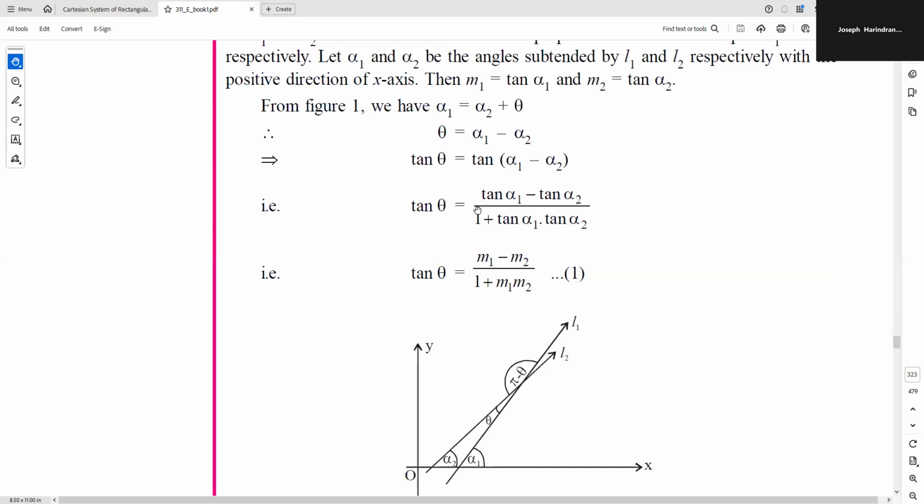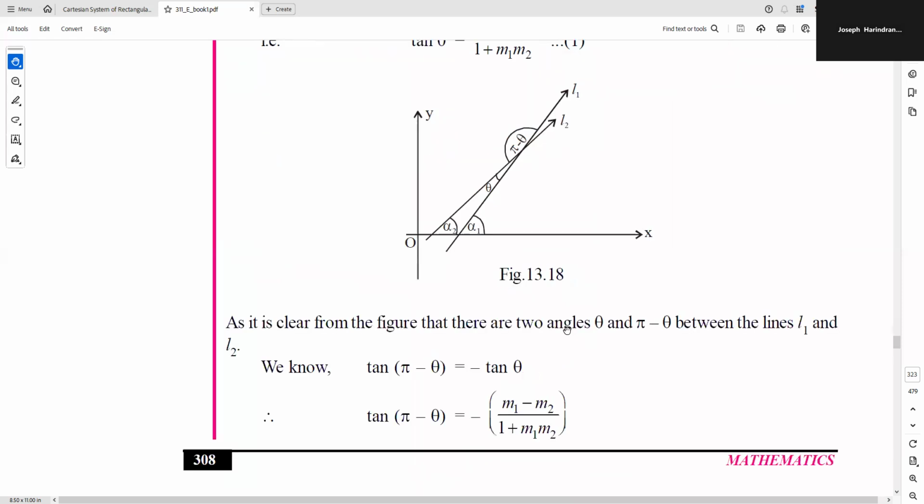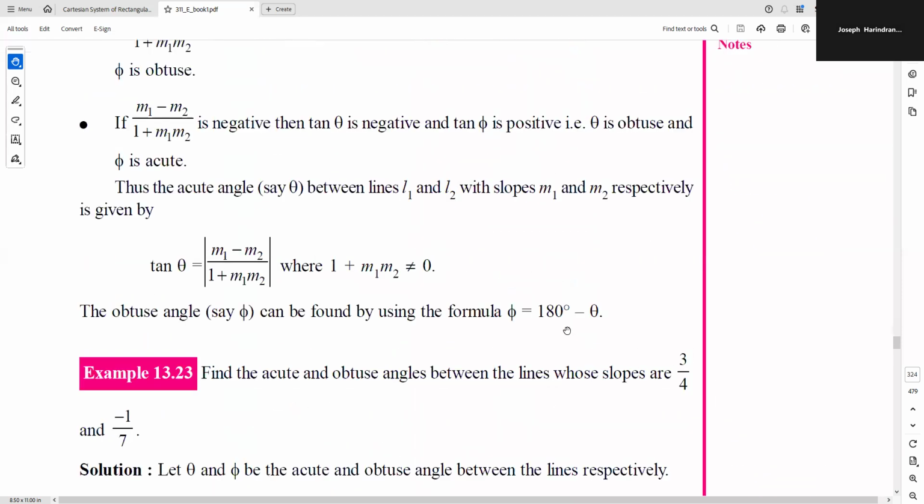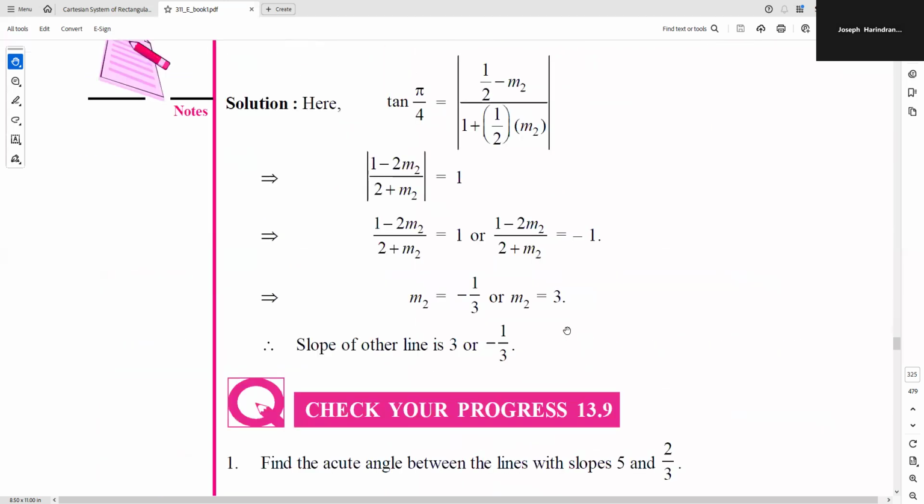This is an important trigonometric identity which we have seen in the third chapter, that is trigonometric functions. One of the identities, tan of a plus b, tan of a minus b in this case. So we have m1 minus m2 by 1 plus m1 m2. You can remember this. This formula gives you the angle between the two lines. If you take the inverse function, tan inverse, you will get the angle. That's it. Inverse we will see later. And these are the example problems.